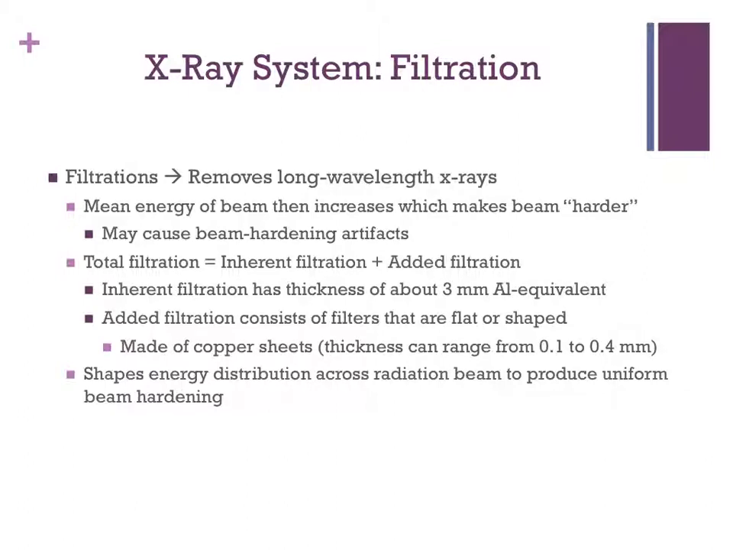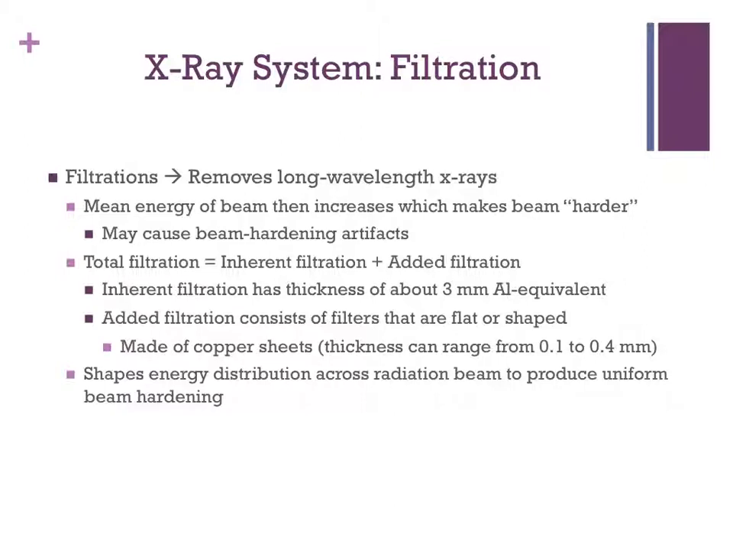Total filtration is found by taking the inherent filtration plus the added filtration. Inherent filtration has the thickness of about 3 millimeters of an aluminum equivalent. And added filtration consists of filters that are flat or shaped. For example, you may have heard of a bow tie filter. These are made of copper sheets, and the thickness can range from 0.1 to 0.4 millimeters. Filtration shapes the energy distribution across the radiation beam to produce a uniform beam hardening when the X-rays pass through the filter and the object.